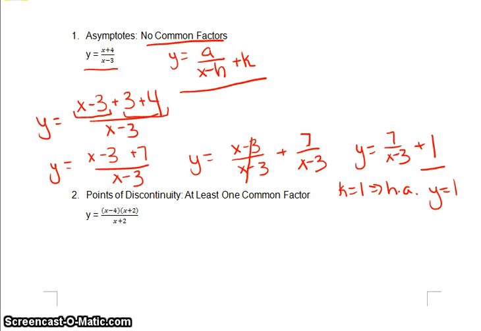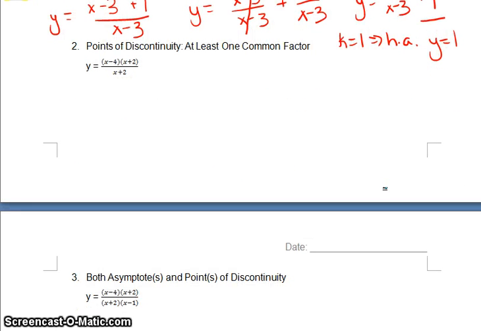Moving on, our second option is that we have just a point of discontinuity. That means we have at least one common factor. Here I gave you a nicely factored function, and you'll notice there is x plus 2 in the numerator and the denominator, so they cancel out. What you're left with is y is equal to x minus 4.